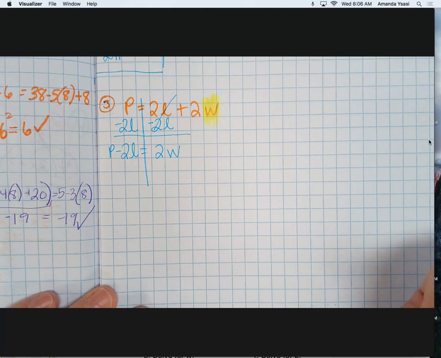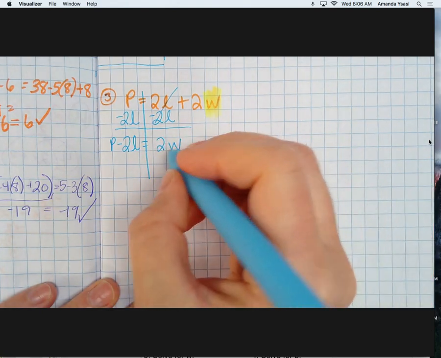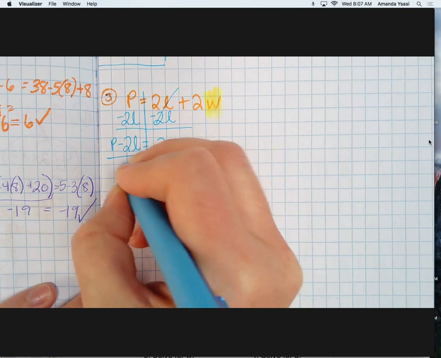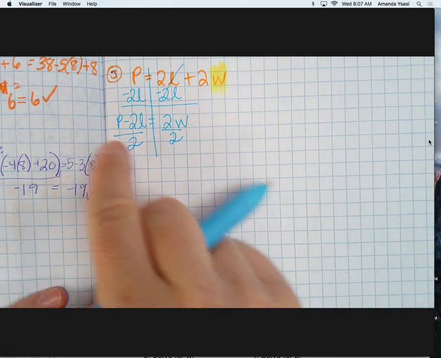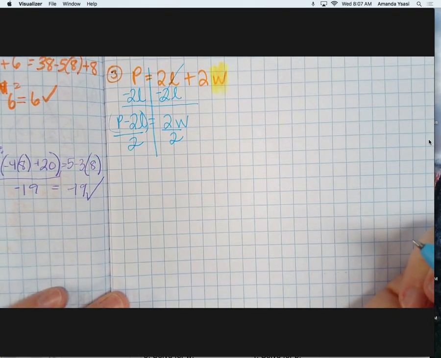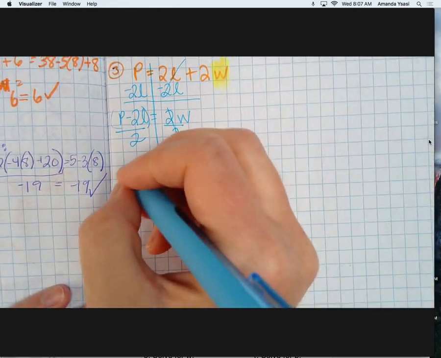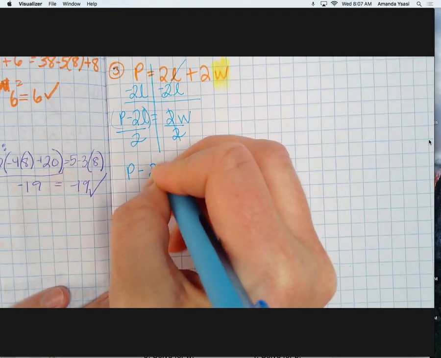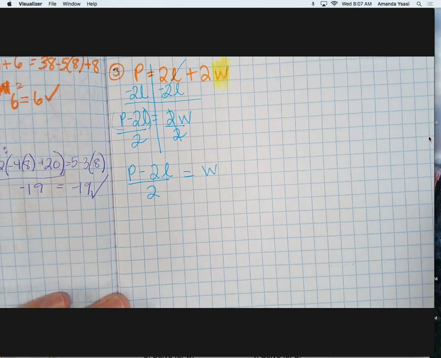And we're still trying to find W by itself. So what's keeping W from being by itself? Multiplication by 2. So what's the opposite? Divided by 2. So you put it underneath the whole term over here. So this would actually be in parentheses. The 2W over 2 would just make W. So it's P minus 2L over 2 equals W. We can leave it just like that.